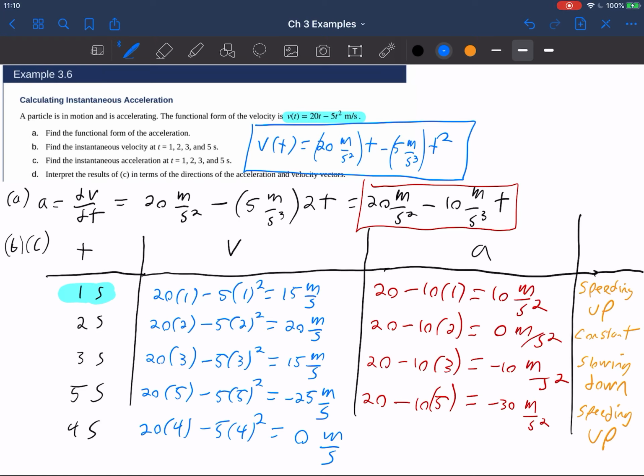So we went from slowing down at time equals 3 seconds, to stopped momentarily at time equals 4 seconds, to speeding up in the minus x direction at time equals 5 seconds. So that's our interpretation of what's going on here. And I encourage you to graph these, and that will also help you to understand.